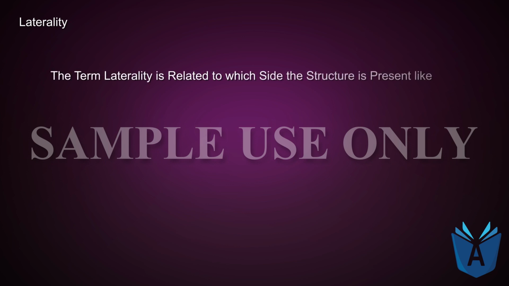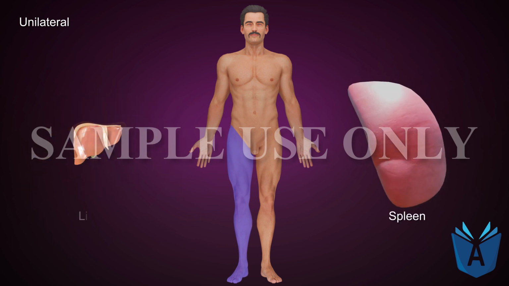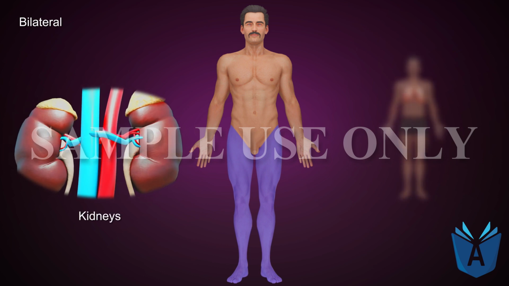Laterality. The term laterality is related to which side the structure is present on, like unilateral: structures present on one side of the body only. Example, spleen, liver. Bilateral: structures present on both sides of the body. Example, kidneys, lungs.